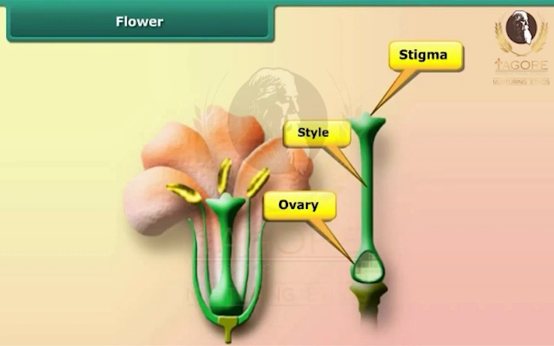The style is a tube-like structure that holds up the stigma. The style leads down to the ovary that contains the ovules.